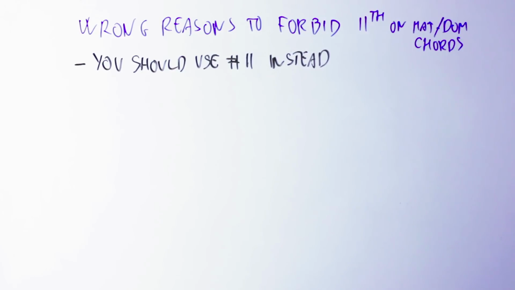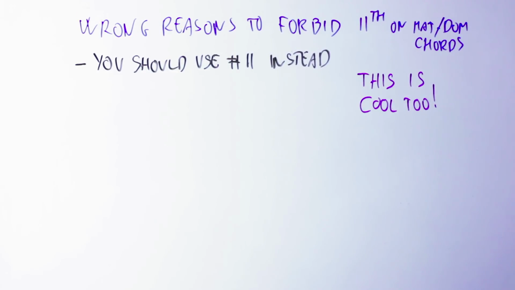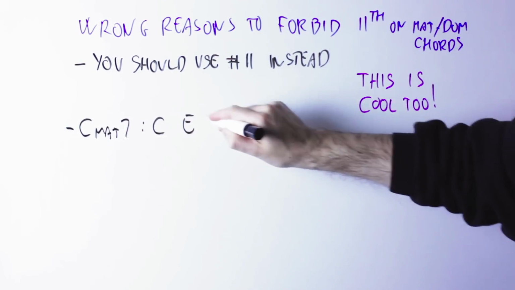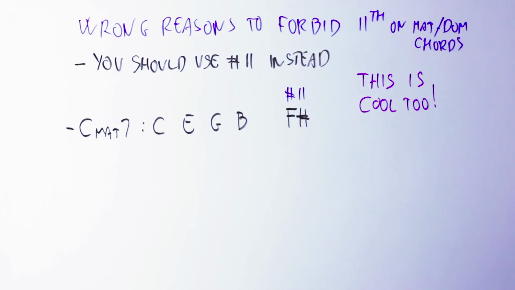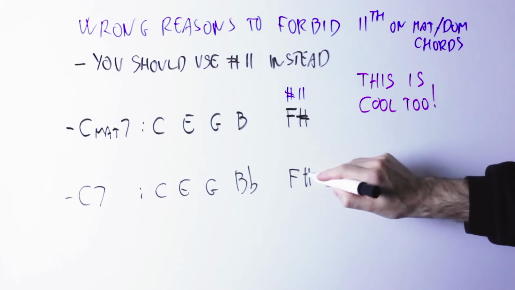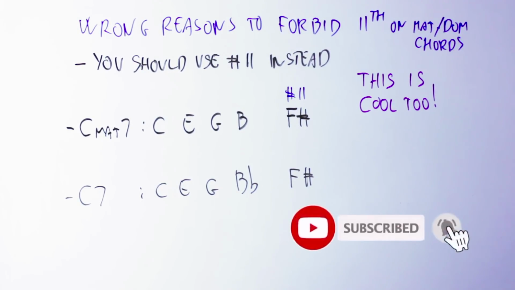It gets even worse, in a sense, when you see what note the textbooks are suggesting you use instead of the 11th. Most textbooks will suggest you use a sharp 11 instead. Now, I personally do like a lot the sound of the sharp 11th over either a major 7th or dominant 7th chord. Over a C major 7th chord, the sharp 11 sounds this way. And over a dominant 7th chord, the sharp 11 sounds this way. Now, I think this is a very cool sound to use.